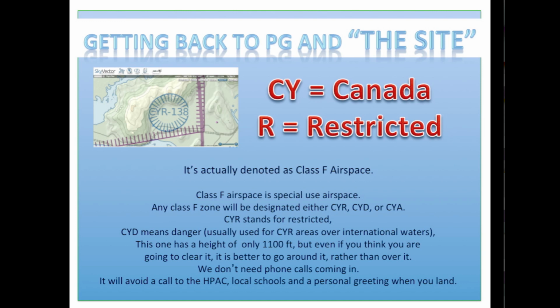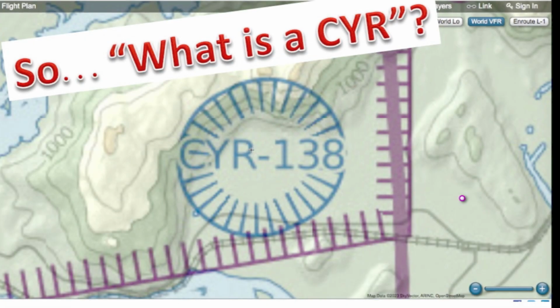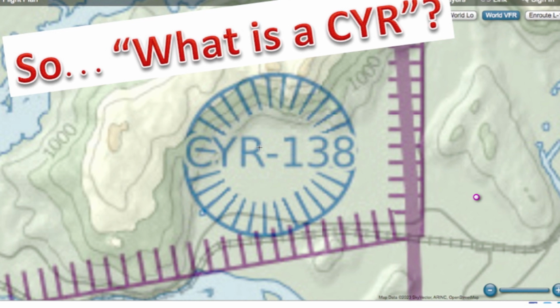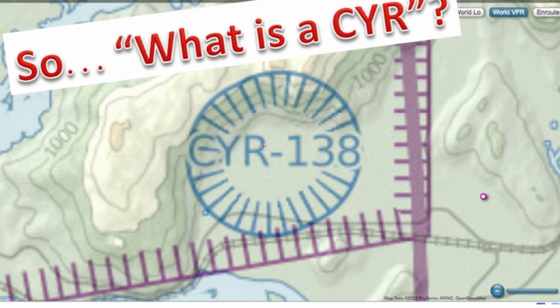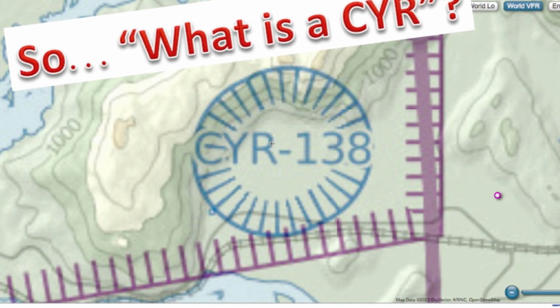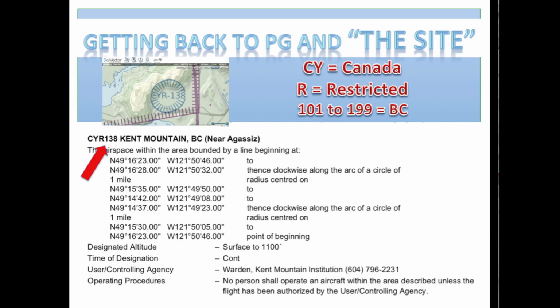Any Class F zone will be designated either CYR, CYD, or CYA. CYR stands for restricted. CYD means danger, usually used for CYR areas over international waters. This one has a height of only 1,100 feet, but even if you think you are going to clear it, it's better to go around it rather than over it. We don't need phone calls coming in. It will avoid a call to the HPAC, local schools, and possibly a personal greeting when you land.